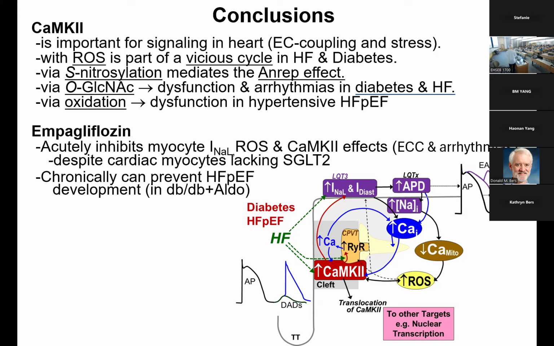And my guess is that it'll also be very localization dependent in the cells, where the kinase gets activated differently by those things. So I won't go through that, but as I said, I'll put this back up. And acutely, it inhibits myocyte late sodium current, ROS production, and kinase effects that are related to EC coupling and arrhythmias, despite the fact that the myocytes appear to lack SGLT2. And people have done knockouts of SGLT2 and see the same beneficial effects. We haven't done that, but we can't detect it in our gene expression.